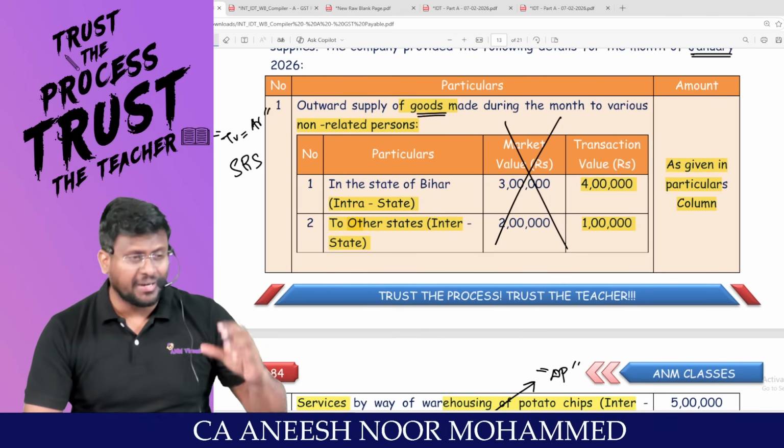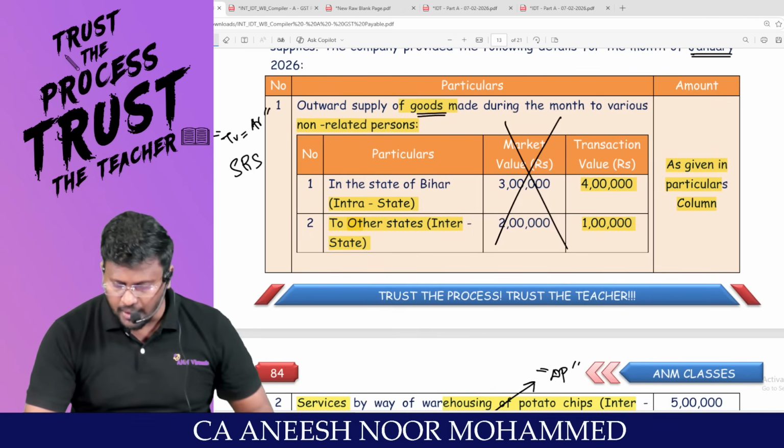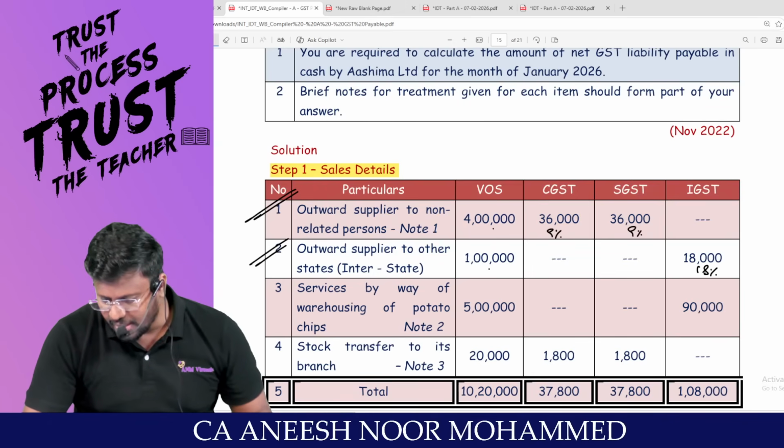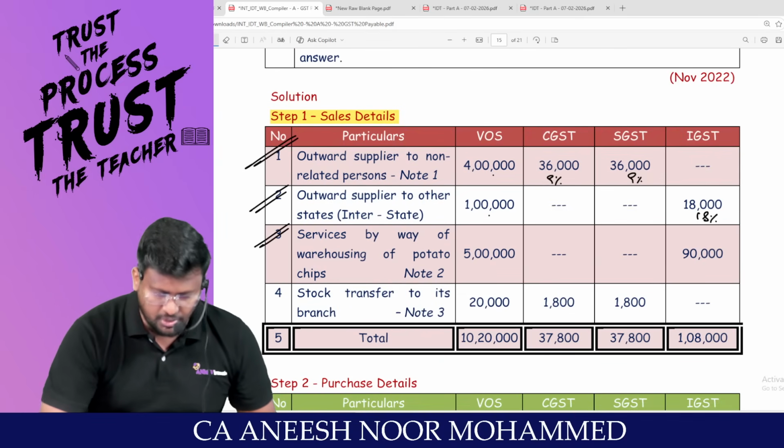Outward supply only, but it is interstate. I will not take the market value, I will take the transaction value. How much? 1 lakh. For that, IGST will be 18%. 1 lakh into 18% comes to 18,000.